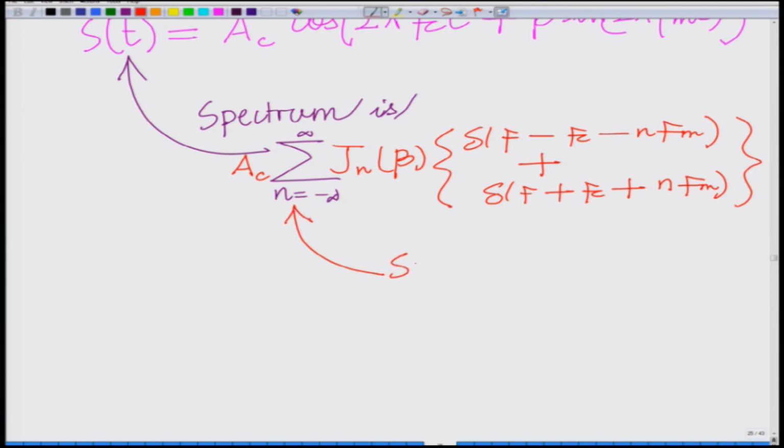Okay, so theoretically if you look at this, it spans from n equal to minus infinity to infinity. That is, theoretically it has a spectrum that spans the entire frequency band. However, that is not practical, since when we have an FM signal we would like to restrict to a certain transmission bandwidth, since the signals are only allocated a certain bandwidth to be transmitted over the air.